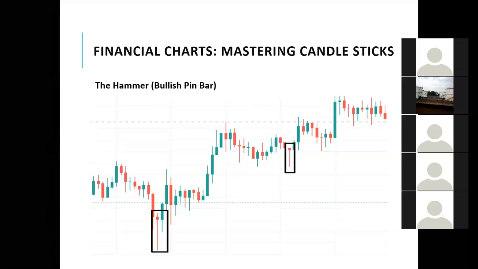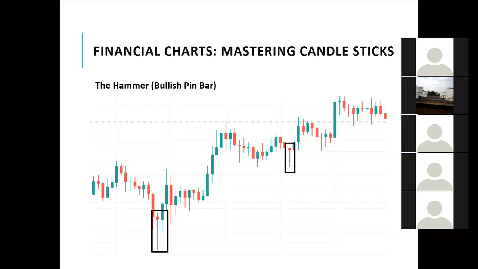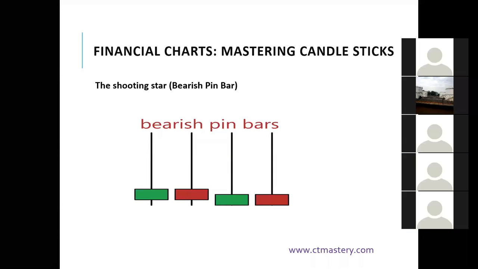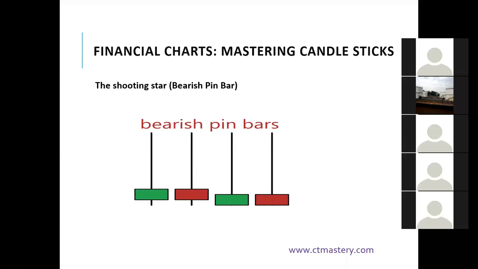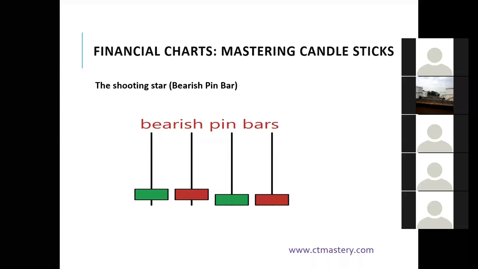Another thing is the color of the hammer does not really matter, but a green hammer is stronger than a red hammer. The next one is the bearish pin bar, which we call the shooting star. It is just the opposite of the hammer. It tells us the opposite of what the hammer is telling us. It tells us here that the bears are in control.